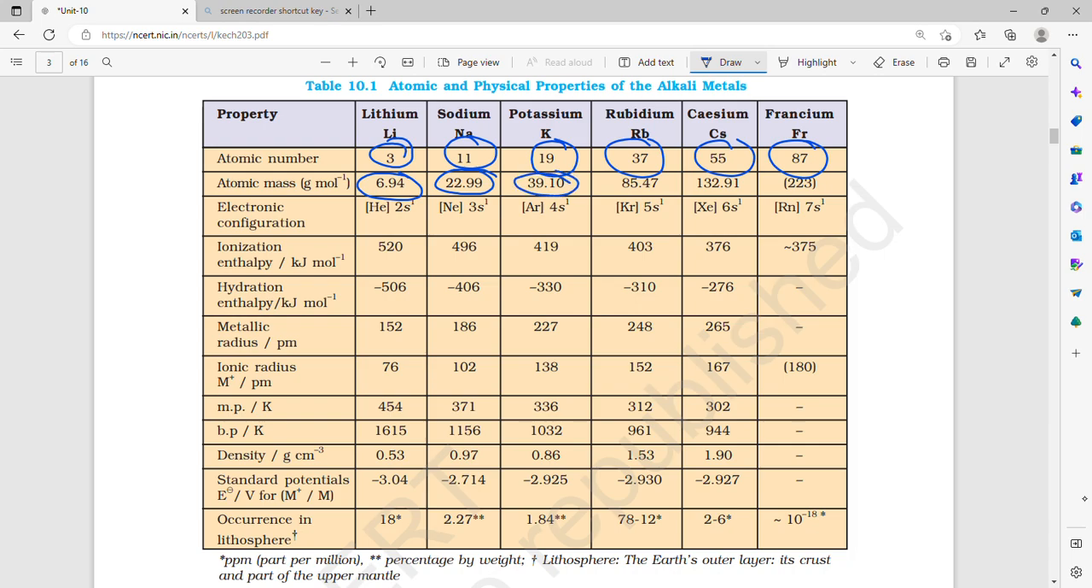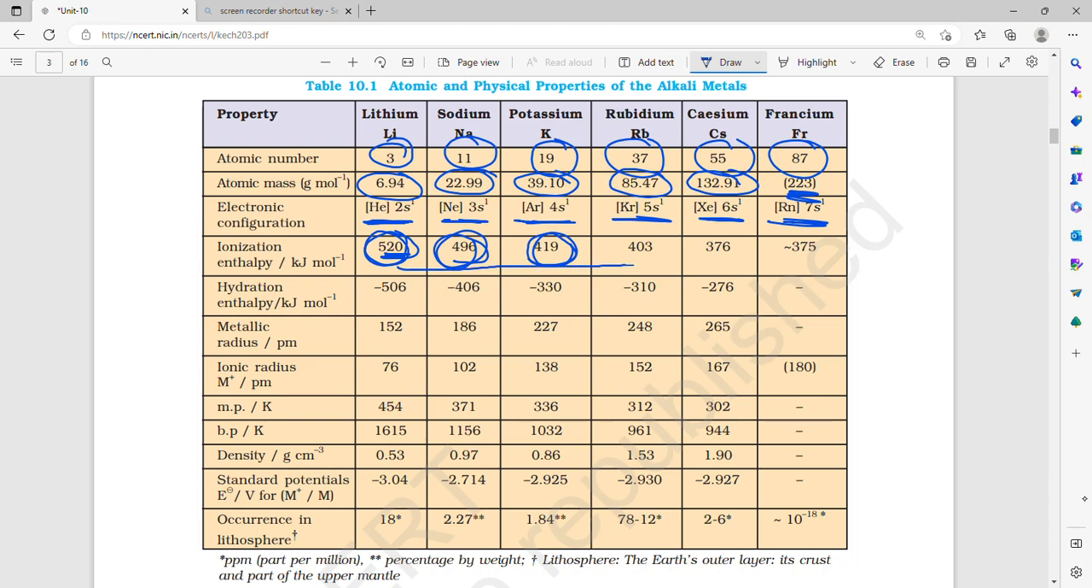Potassium is approx 39. Then rubidium 85, cesium 133 you can take, and francium 223. Electronic configuration: noble gas helium, then 2s1, neon 3s1, argon 4s1, krypton 5s1, xenon 6s1. Then ionization enthalpy is 520 kilojoule per mole for lithium, 496 for sodium, 419 for potassium. So you can see the trends now.